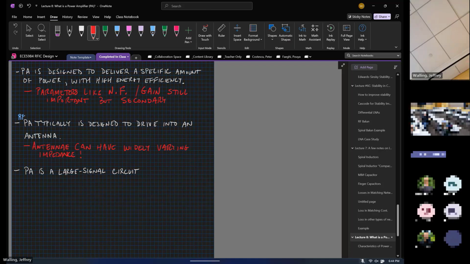The last thing I'll say is that a power amplifier is a large signal circuit. The LNAs that we look at, we're typically talking about working for very small signals that are in the microvolt, millivolt range. PAs are going to be swinging across the full range of their outputs. So they're going to be swinging across multiple volts with tens to hundreds of milliamps of current flowing through them. So they're large signal circuits. We have to think about them differently. All right, so we'll stop there.